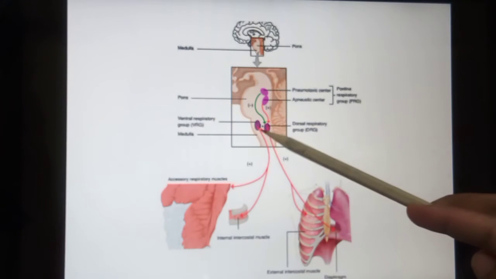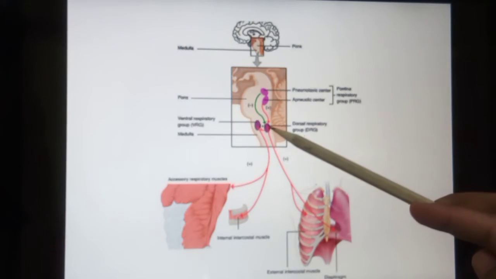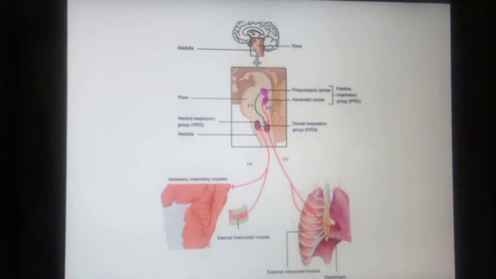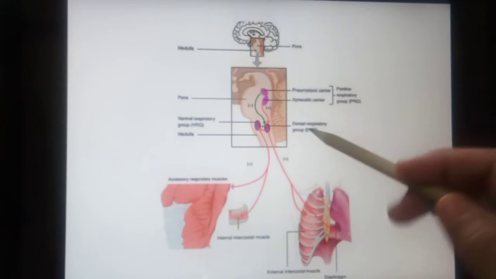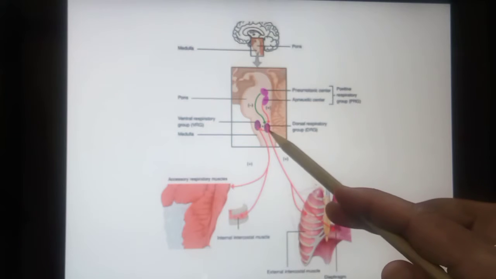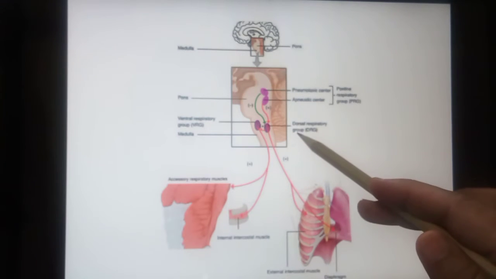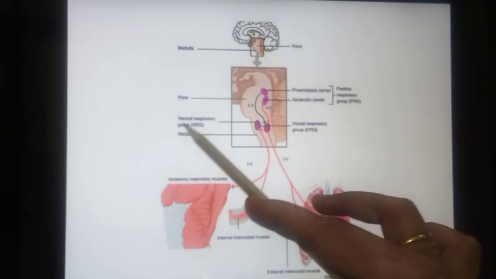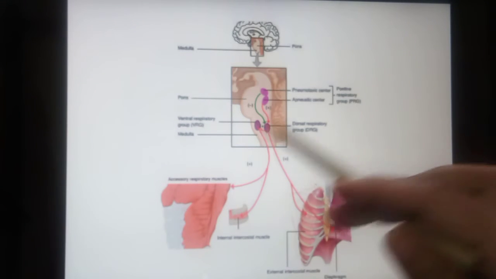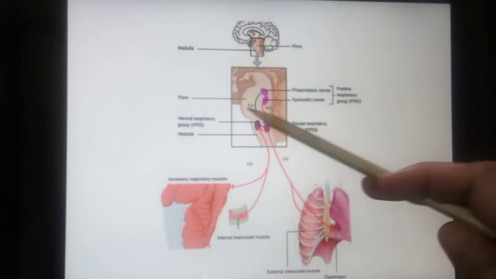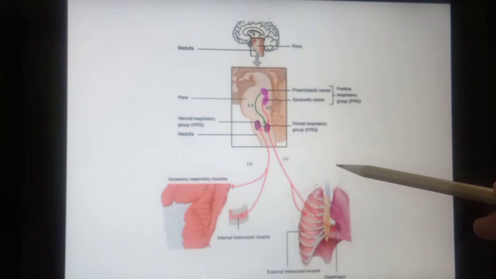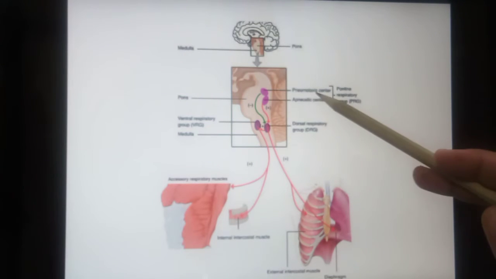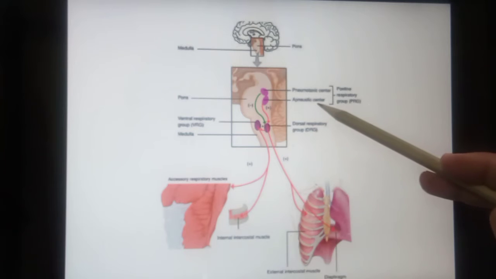In the medulla there is a chemoreceptor. There is also a center present in the medulla, called the dorsal respiratory group. Another one present in the medulla is called the ventral respiratory group. And in the pons two centers are present: the pneumotaxic center and the apneustic center.